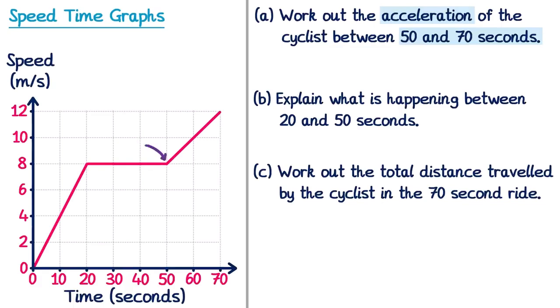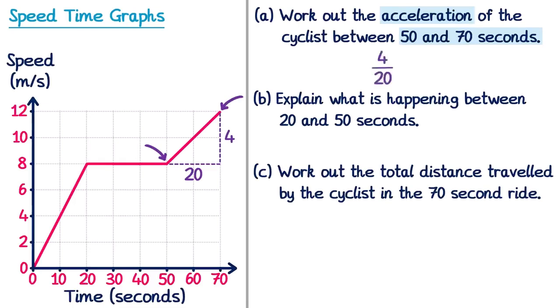So we've got this point here at 50 seconds and this one at 70, so a gradient triangle between those two. The change in x goes from 50 to 70, so that's a change of 20, and the change in y goes from 8 to 12, so that's a change of 4. The gradient is equal to the change in y, which is 4, divided by the change in x, which is 20.